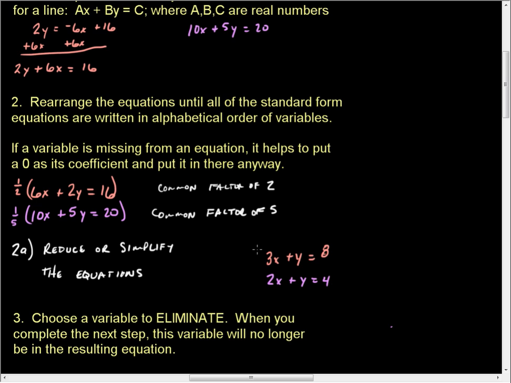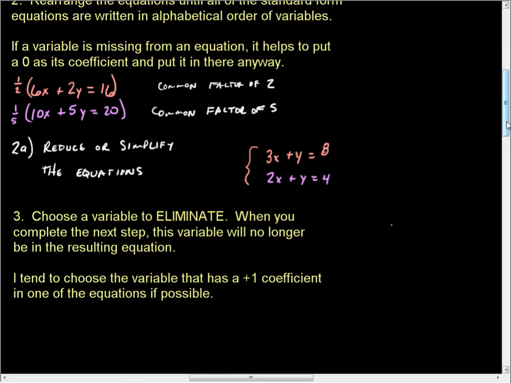So this is going to be our new system that we're going to be dealing with. The next step is to choose a variable to eliminate. Now, when I do this, I tend to choose variables that have a plus 1 coefficient. The reason is I don't have to multiply it by too much to get rid of it. And so I'm going to choose y. Y is going to be my variable that I choose to eliminate.